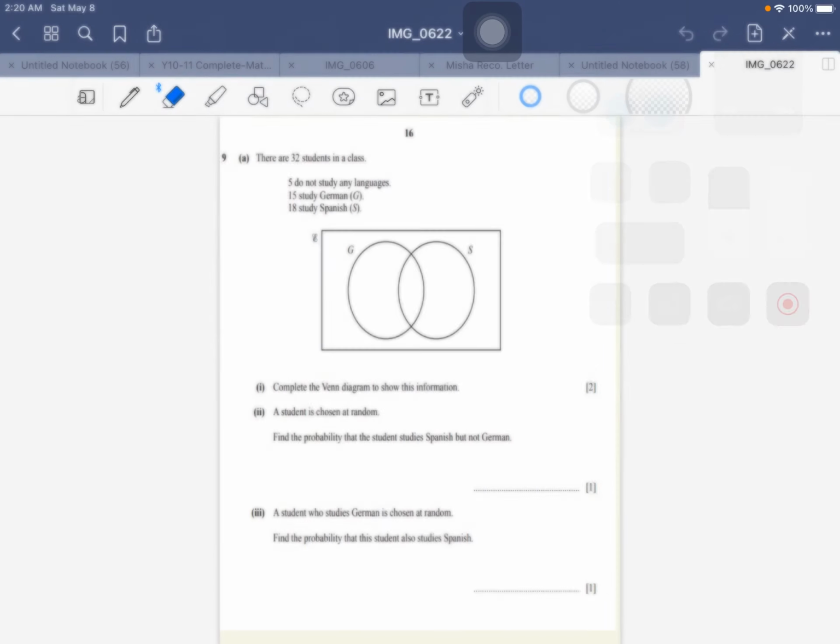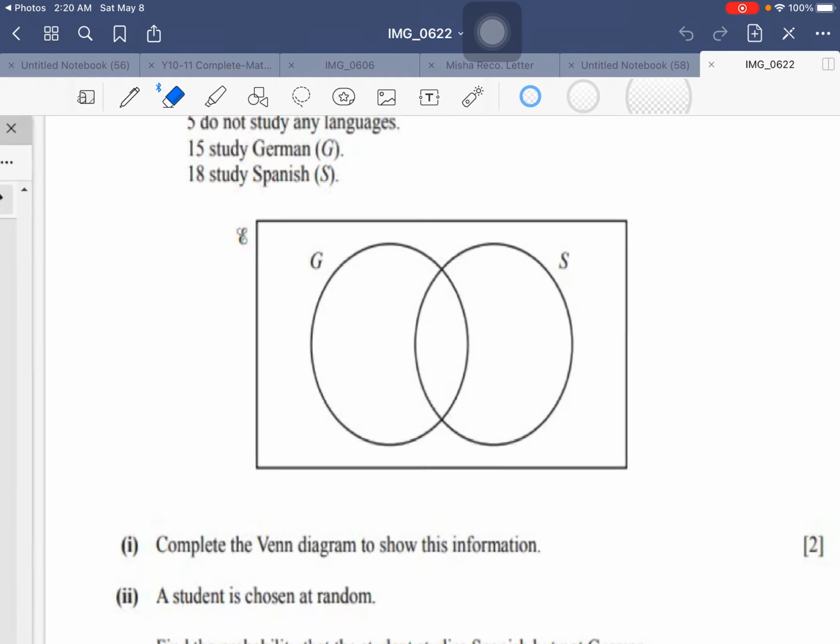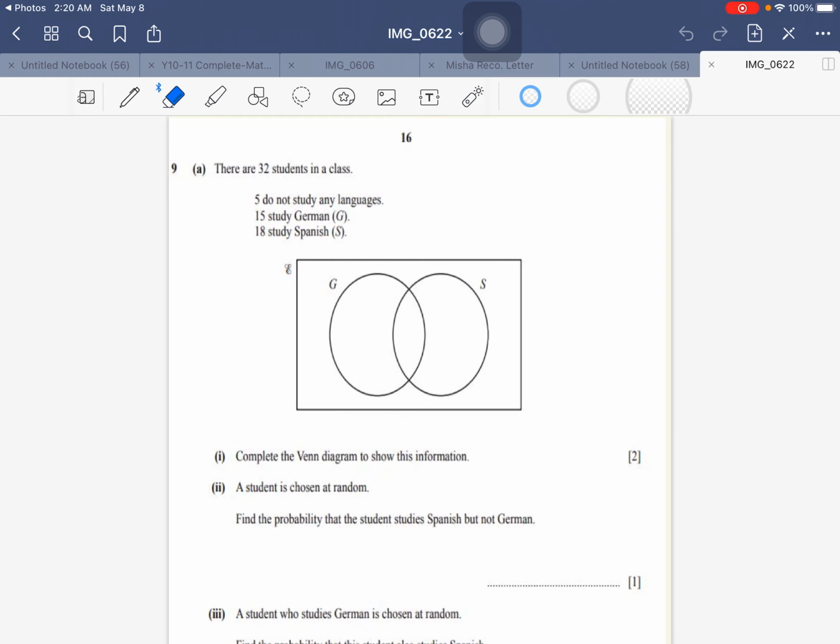Hi students, let's study a question on Venn diagram. So here's a question from the past paper, IGCSE past paper, paper 4, extended maths. This question is on the Venn diagram and also the usage of probability.